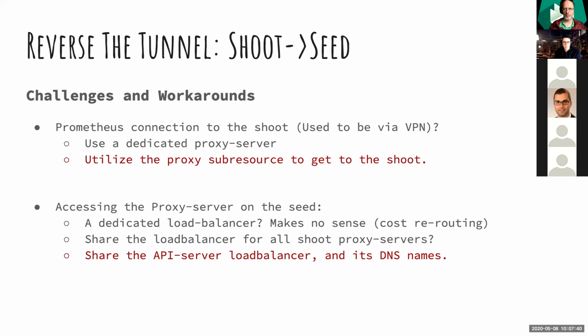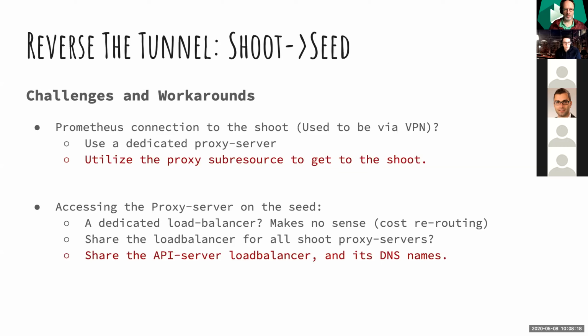So let's talk about the challenges and workarounds to achieve that. As I said, we have a Prometheus that scrapes our shoot clusters. So for the Prometheus connection to work, which used to work via VPN, we either need to deploy a dedicated proxy server that knows how to talk to the shoot, or we can utilize the proxy sub-resource to get to the shoot. Basically utilizing a proxy resource means that we go through the API server, so we don't need this additional sidecar for Prometheus. So this is something that we already can get rid of.